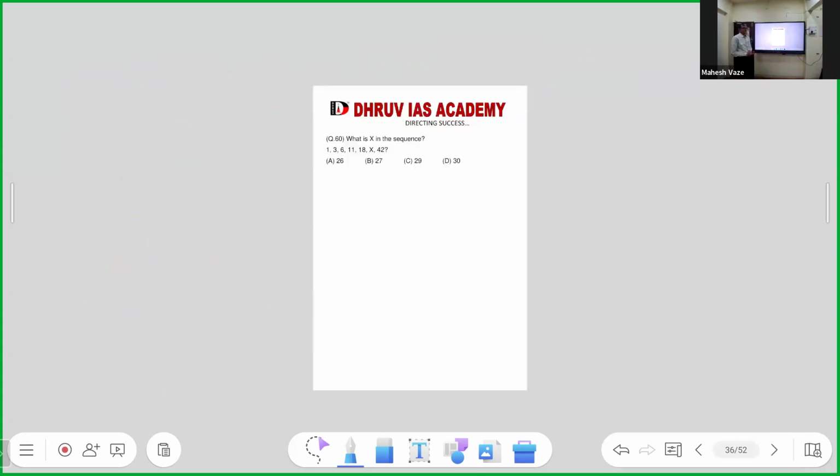What is x in the sequence? So, one reasoning question: number series or sequence questions. 1, 3, 6, 11, 18, x and 42. So we'll just see here what the differences between the numbers are.